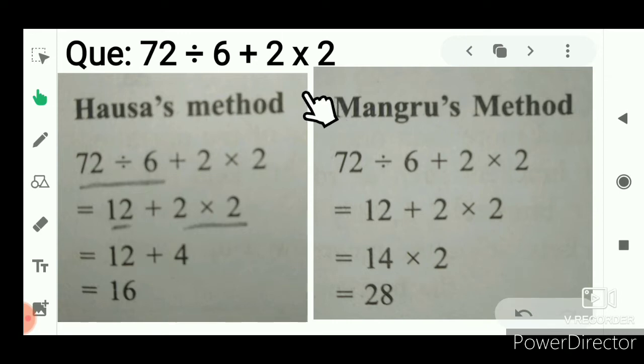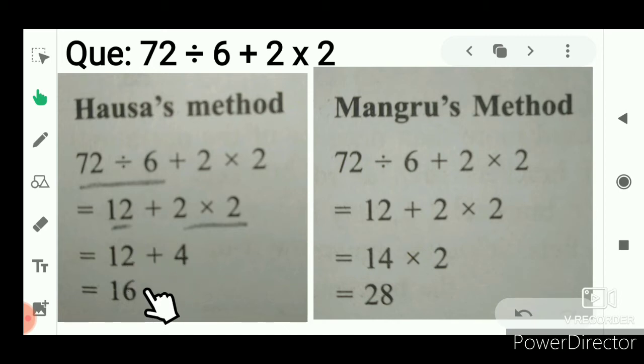One can solve this expression as 72 divided by 6. First, he will divide by 6. That is, 72 divided by 6 will give 12. Then plus 2 into 2 is 4. Okay, so 12 plus 4 is 16.